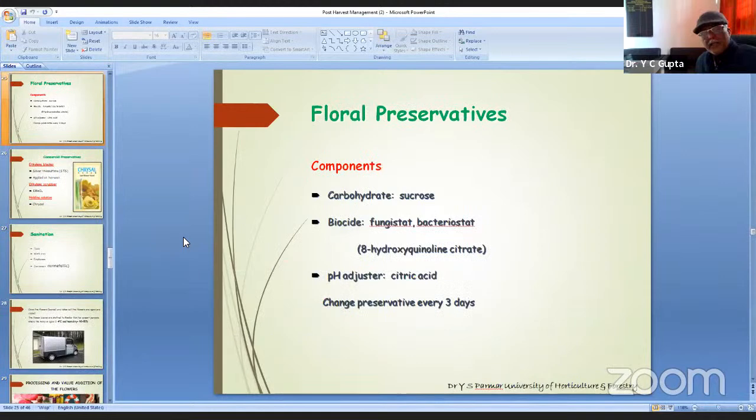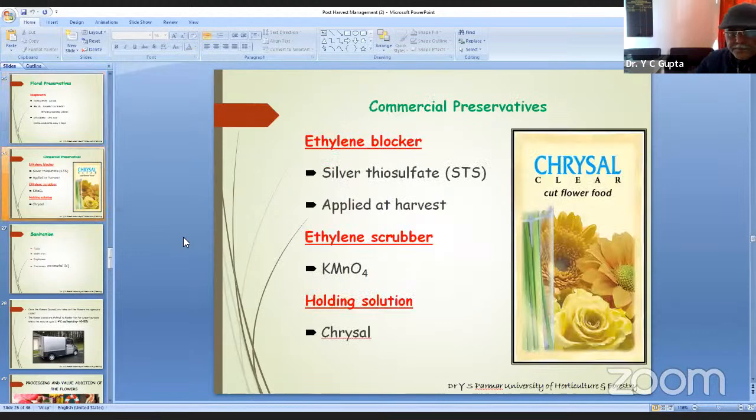Floral preservatives play a very important role, because we need a carbohydrate for increasing the vase life in the form of sucrose. Biocides, fungicide, bacteriostat, 8-HQC or 8-HQS, and pH adjuster, citric acid. Change preservative every 3 days. This is a thumb rule.